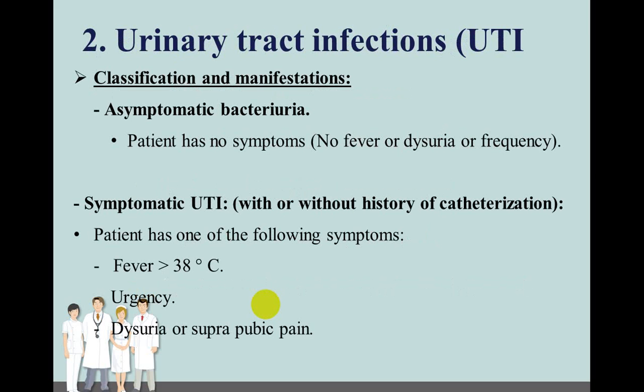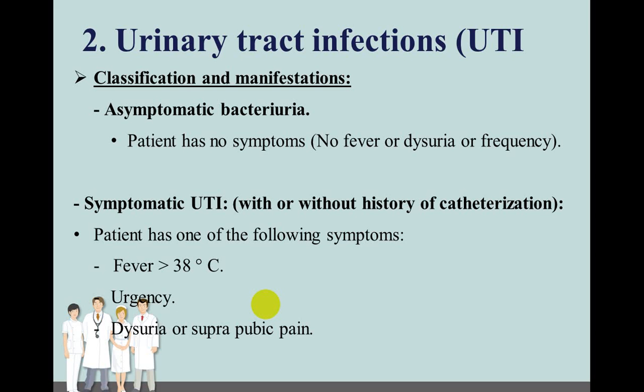The second most important hospital-acquired infection is urinary tract infections. Classifications and manifestations. Asymptomatic bacteriuria: patient has no symptoms, no fever, no dysuria or frequency.